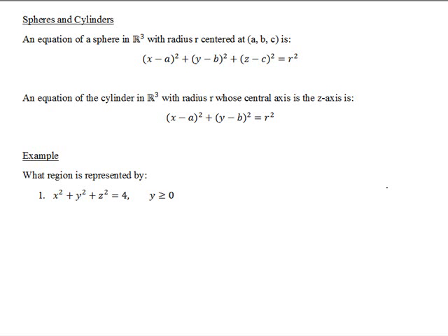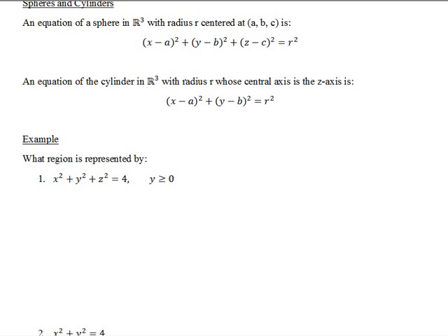An equation of a cylinder in R3 with radius r and central axis the z-axis is (x minus a) squared plus (y minus b) squared equals r squared. Notice that z is missing. And we're going to draw these types of cylinders so you'll understand what I mean when I say the central axis is the z-axis. Let's look at some examples. Some of them we'll draw, some we won't. Number 1, we will not draw.